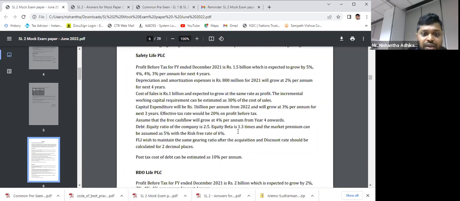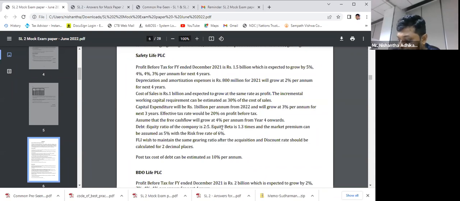FLI wishes to maintain the same gearing ratio after the acquisition, and the discount rate should be calculated for the current debt to equity ratio of this particular company, 2 to 5. You have to adjust it to the target debt to equity ratio at the prevailing debt to equity ratio of your company. Post-tax cost of debt is 10% per annum, right?